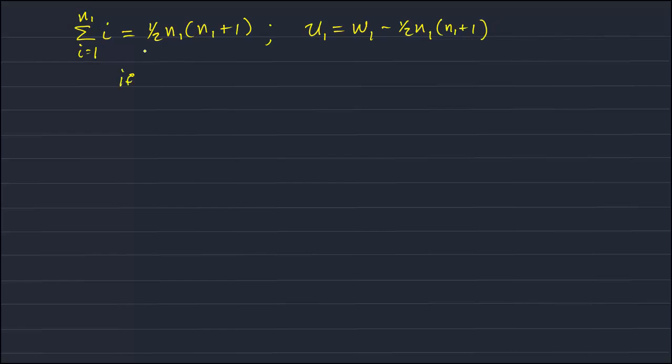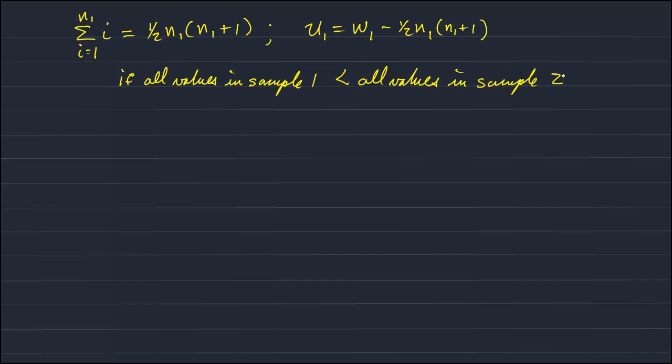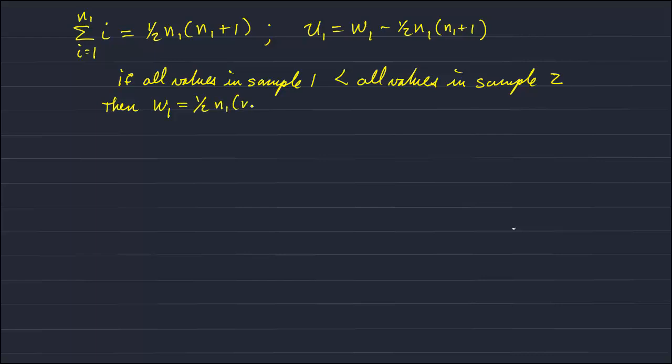So if all values in sample 1 were less than all values in sample 2, then the rank sum of sample 1 will equal the sum of the ranks of the first n1 terms. That is, W1 will equal 1/2 n1 times n1 plus 1. And if that's true, then U1 will equal 0. Therefore, the closer U1 is to 0, the closer we would be to this situation, and the less likely it will be that the two populations have the same medians.